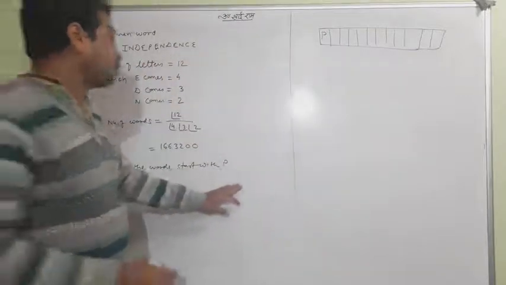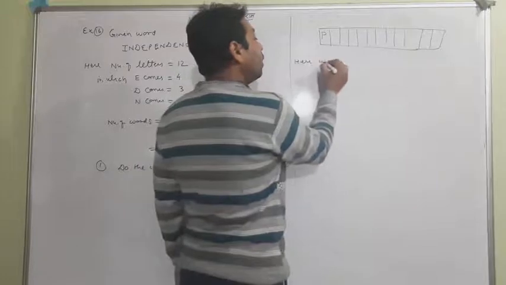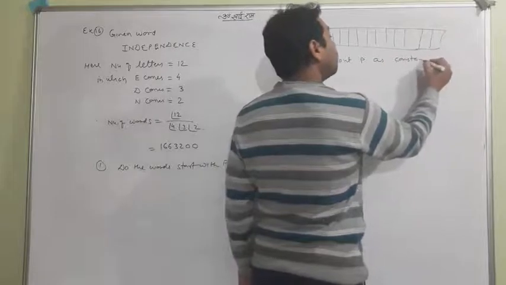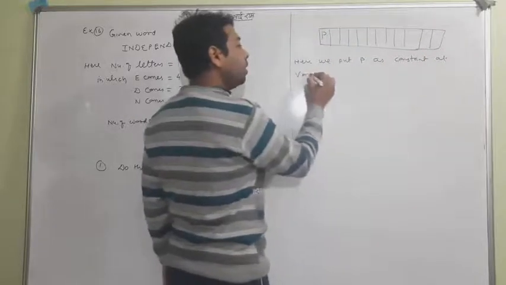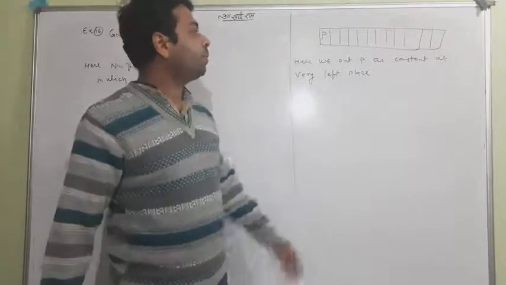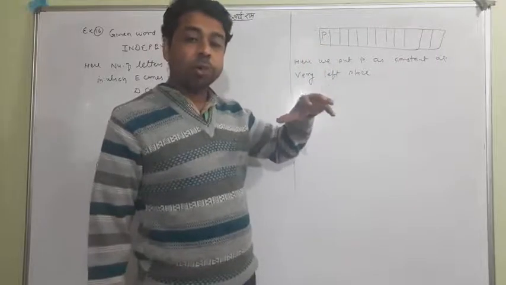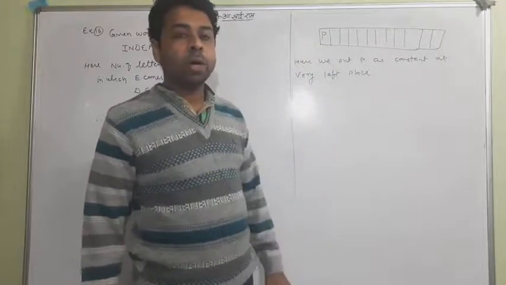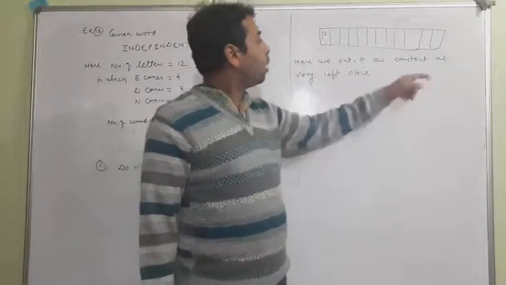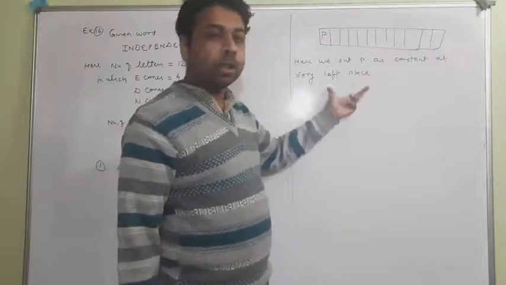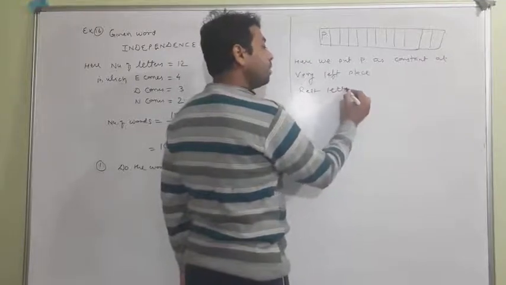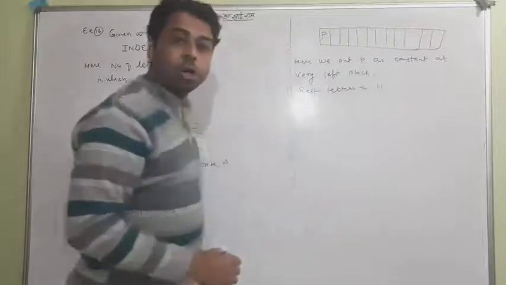Do the words start with P. Here we put P as a constant at the very left place. One can simply understand the meaning: the constant means P will not move from its position. P will always remain there. So we say that it is constant at the very left place. Now, how many letters are we having? The rest of the letters, 11.